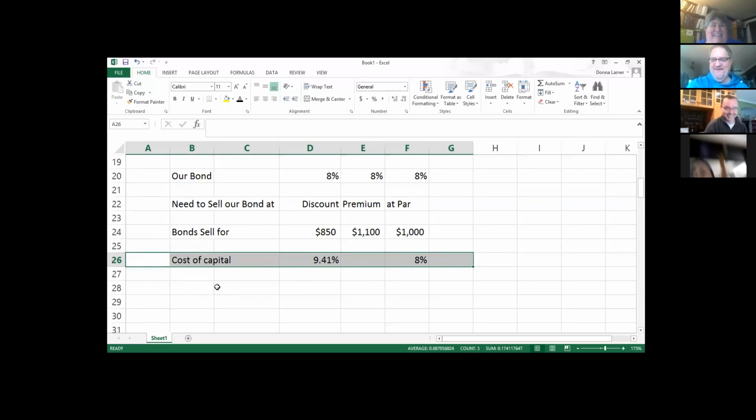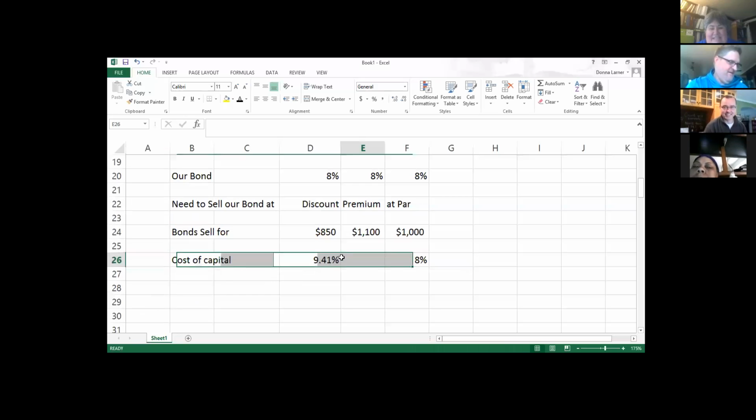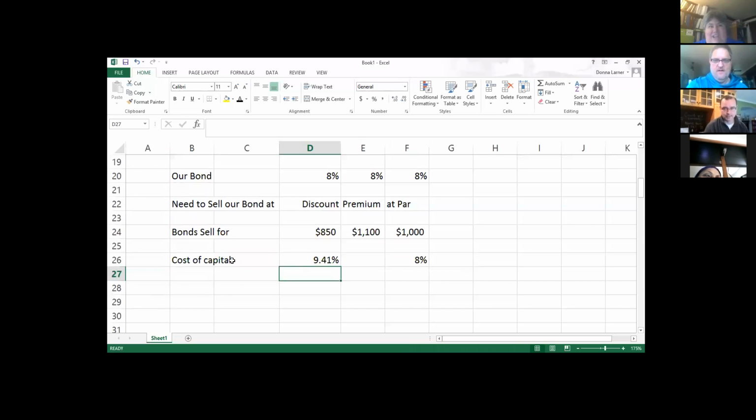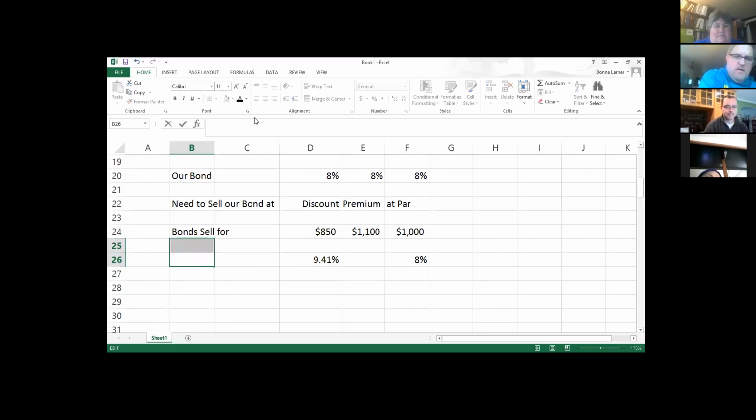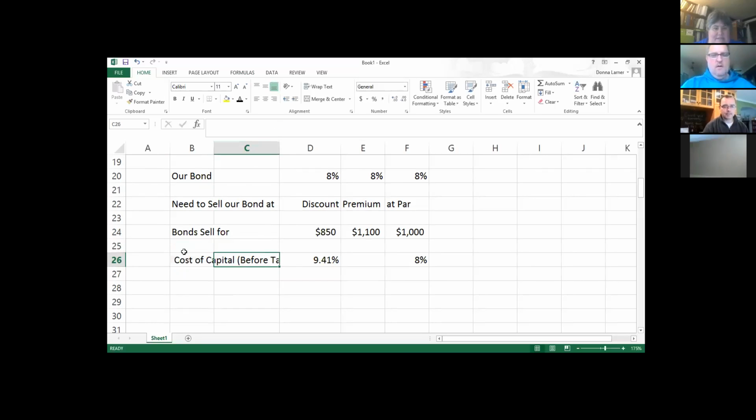Let's take a look at how they come up with that. They first come up with the yield, which is what we did. So we're calling that a yield, not cost of capital. It is the cost of capital too. Cost of debt. But this is before tax. So let's just change that to say before tax, and it'll make it fit in there a little better.